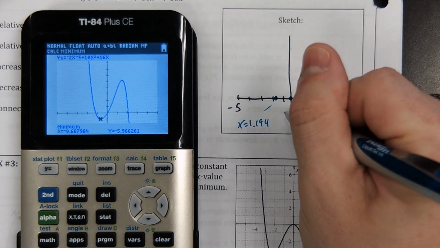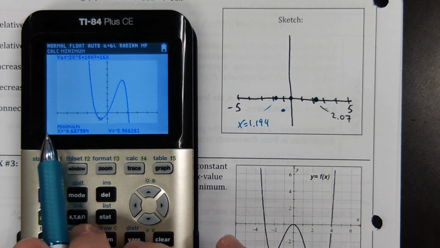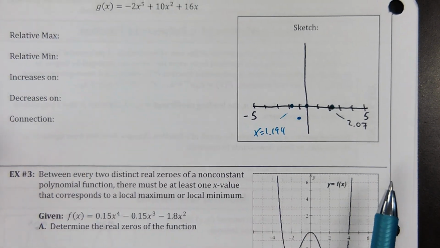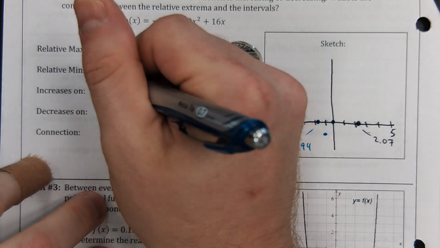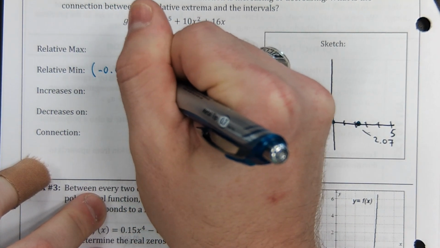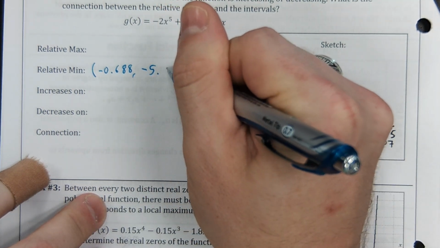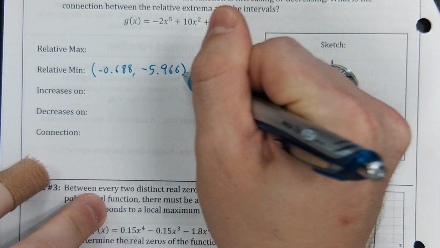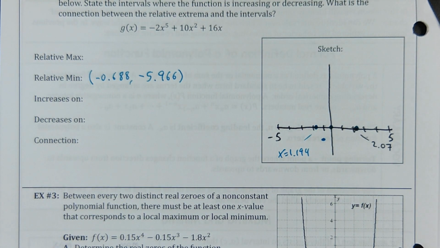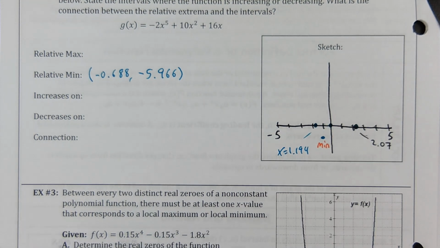I'm just going to do this. Picture not drawn to scale. And I'm going to record this coordinate over here. This coordinate was at -0.688, comma, -5.966. That's where that point was. And I believe I did my minimums in orange last time. I'll just write min underneath it, even though it didn't ask me to.